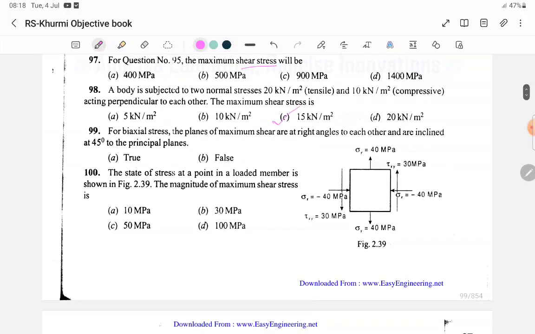For a biaxial stress, the planes of maximum shear stress are at right angles to each other and are inclined at 45 degrees to the principal planes. Yes, correct. So 99 is correct.